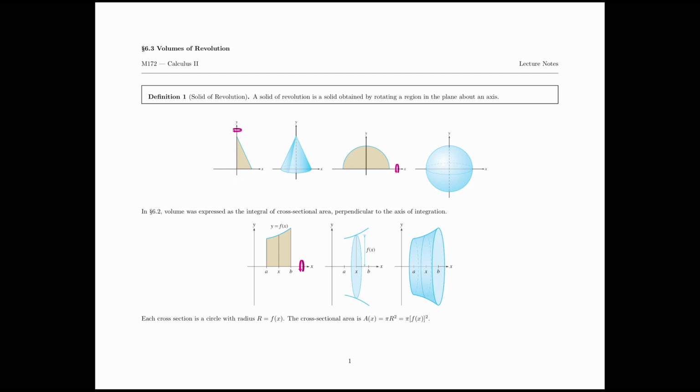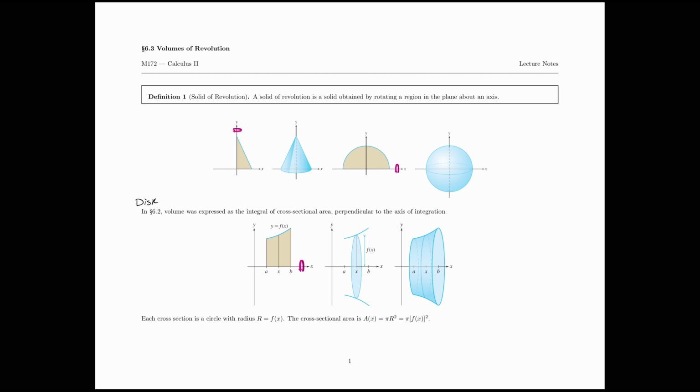For instance, this triangle is drawn on the screen or on the paper, and then we would rotate it coming out of the screen and going into the screen like that. What's different between the two sections is how we will compute the volume. Here we are going to detail the disk method.